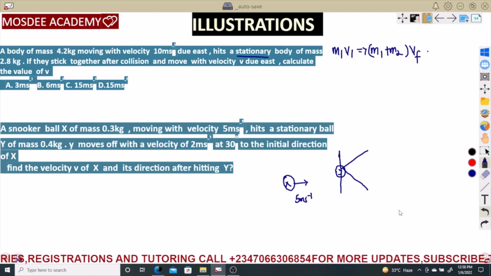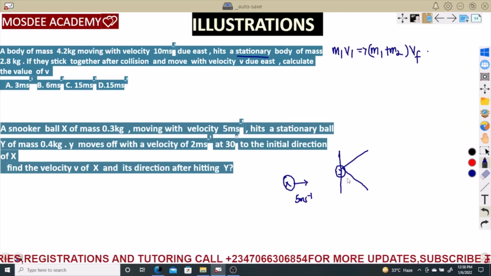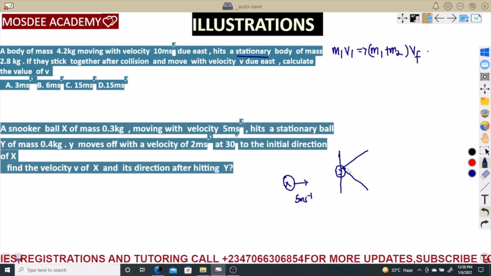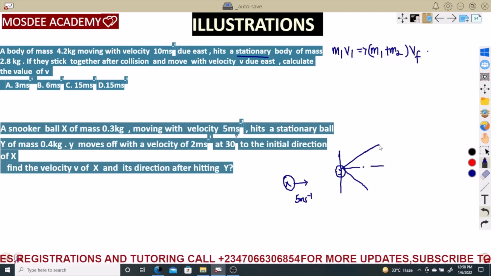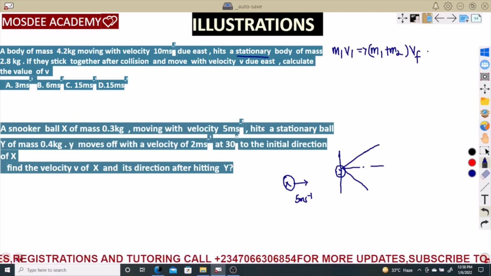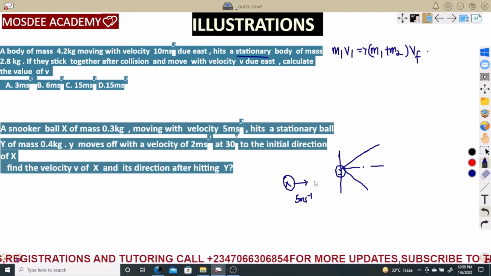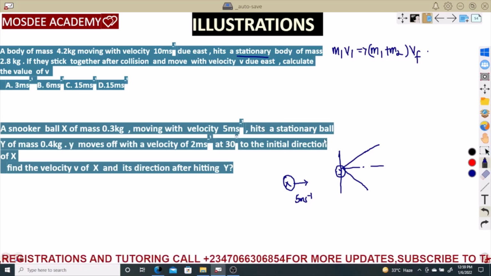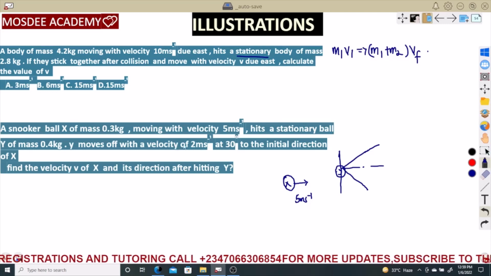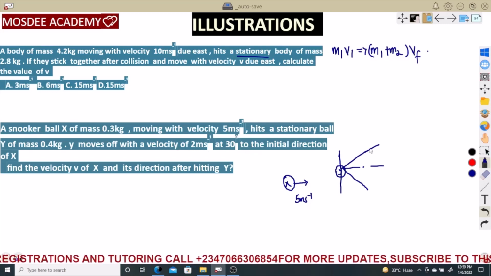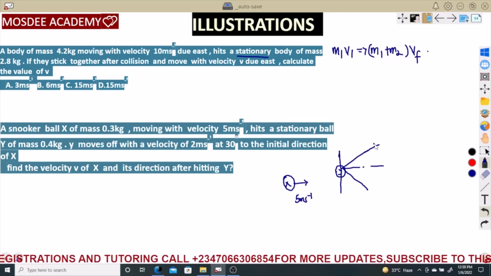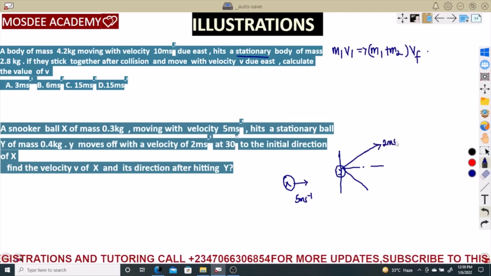X will move like this. That is the direction of X. And then it is moving horizontally. Diagram not drawn to scale. A stationary ball of Y. Y is moving in the direction of 2 meters per second. After collision, this is now moving with 2 meters per second.